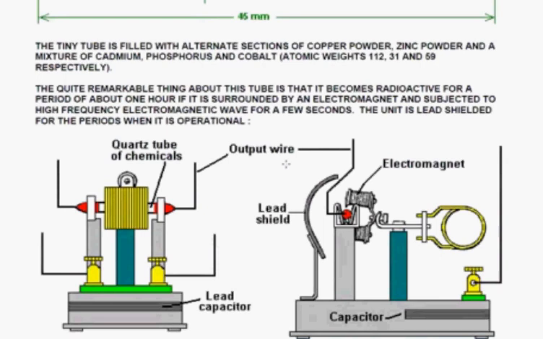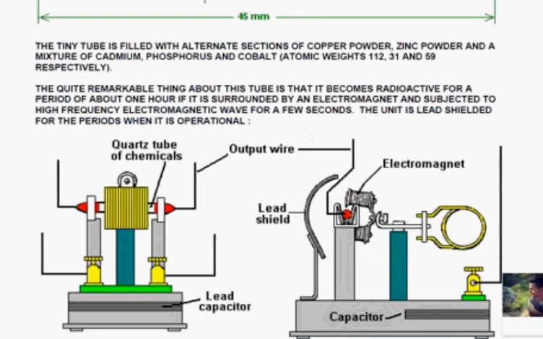Now, the remarkable thing about this is that it becomes radioactive for about an hour if it's surrounded by an electromagnet and then subjected to a high-frequency electromagnetic wave for a few seconds. The unit is lead shielded for the periods when it's operational, and it is very small.